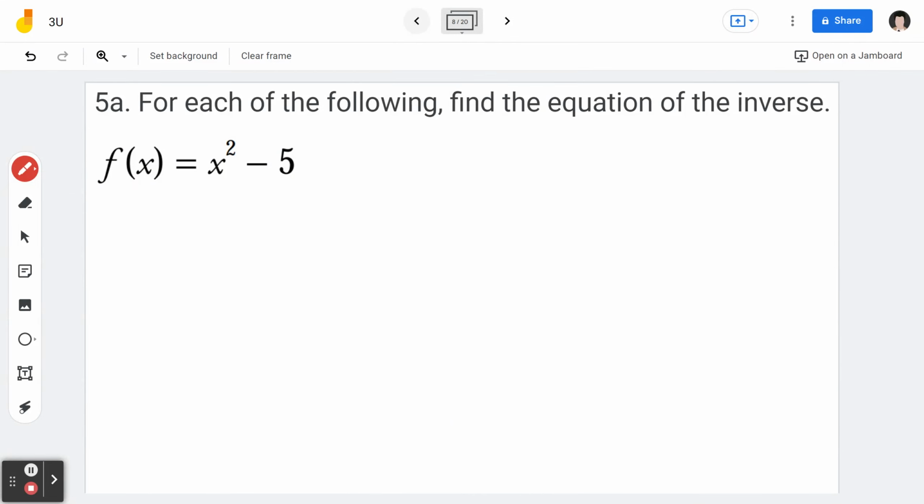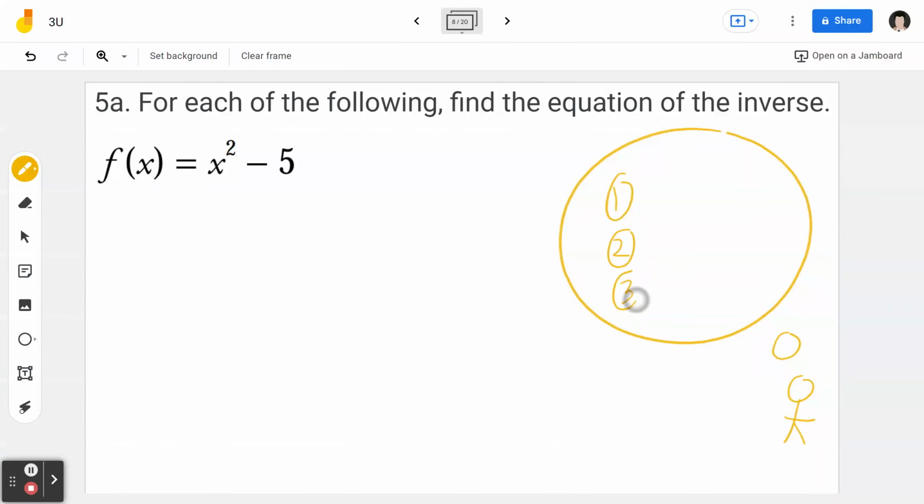5a, for each of the following, find the equation of the inverse. So again, you're given a function, f of x, which equals x squared minus 5. Again, there are 3 steps when it comes to finding the inverse, and this is kind of the shorthand. If you want to find the inverse of a function, the first step is you can swap x and y. You can switch them. Then, of course, the second step is you isolate for y. And the moment you isolate for y, whatever that is, is the inverse.